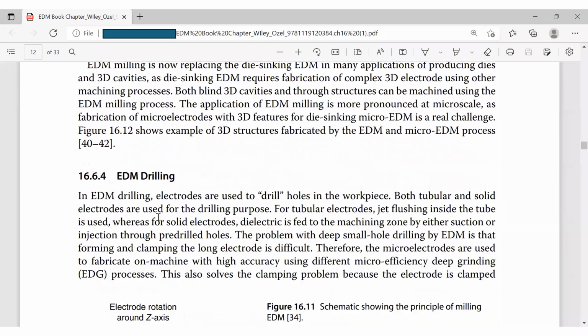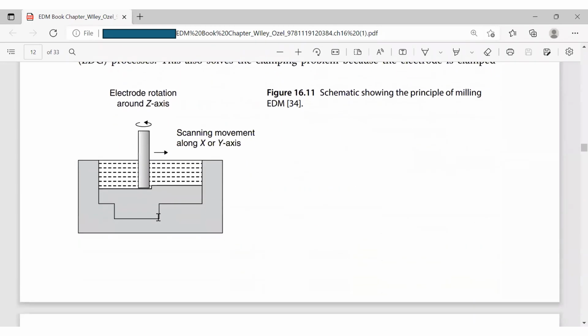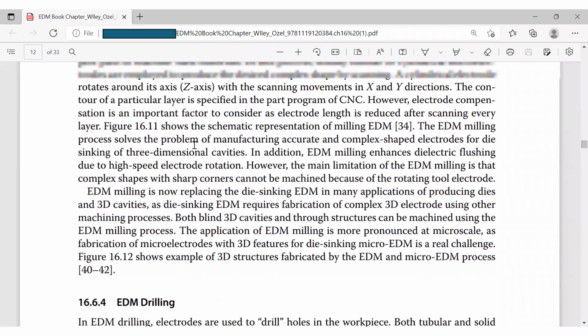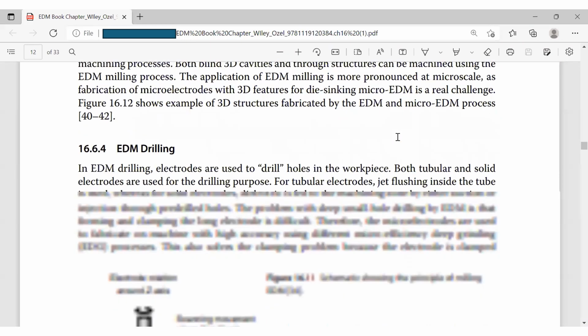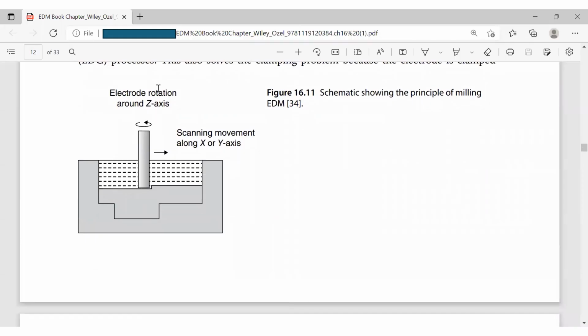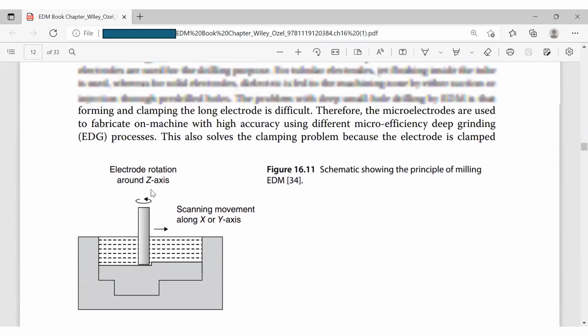And this figure shows the schematic presentation of milling EDM. I'm going to show you this milling EDM. So electrode rotation around Z, this guy is rotating, okay? This is the scanning movement along the X or Y axis. So here is just like the milling we are familiar with when we talk about machining.